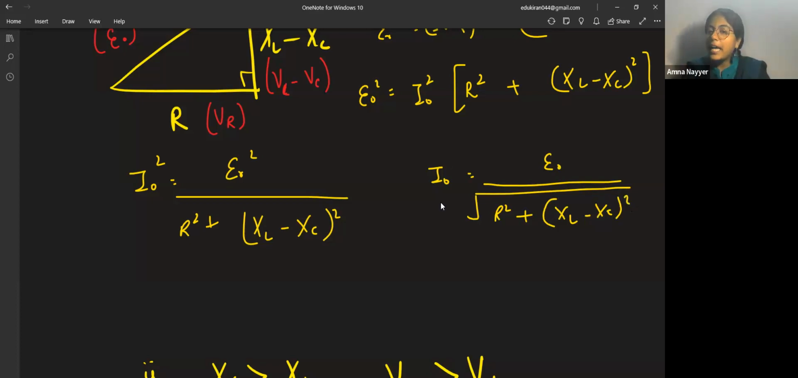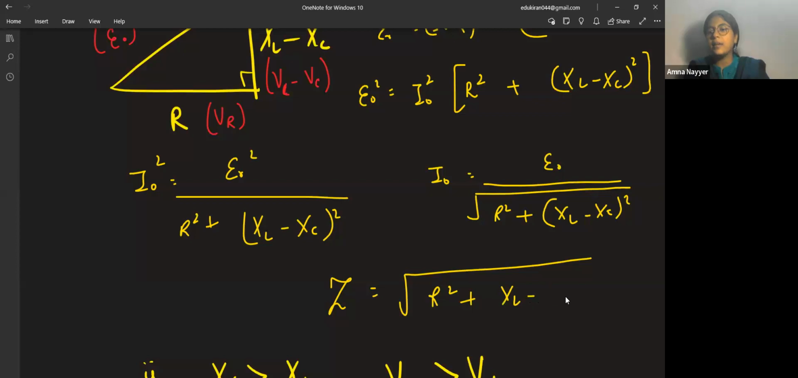Now compare. I is equal to V by R. Net current of the circuit is equal to net voltage divided by net resistance. What is the impedance equal to? Under root R square plus XL minus XC whole square. This is the value. If it is just your resistor circuit, Z is equal to R.